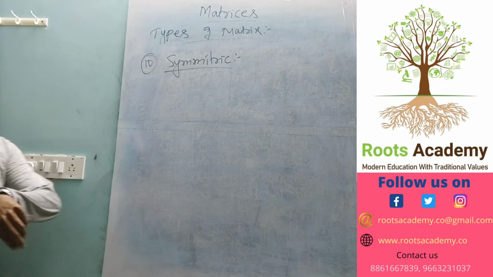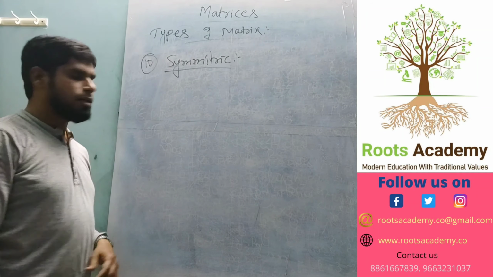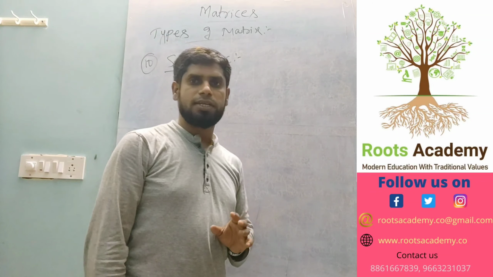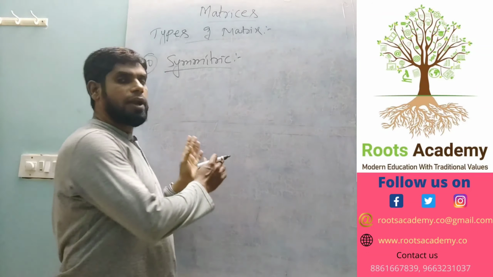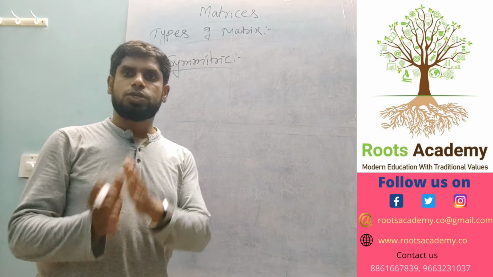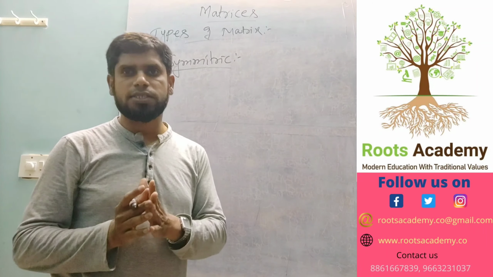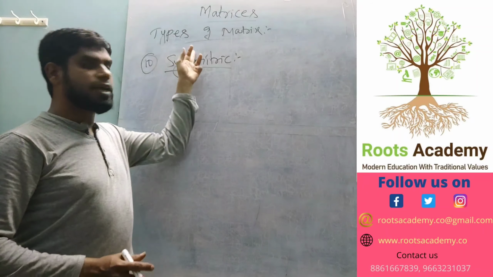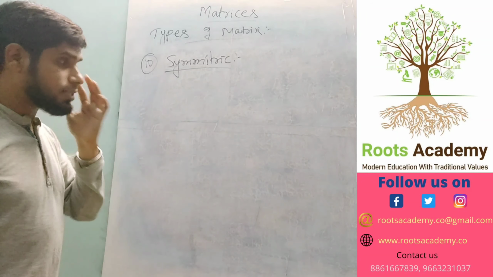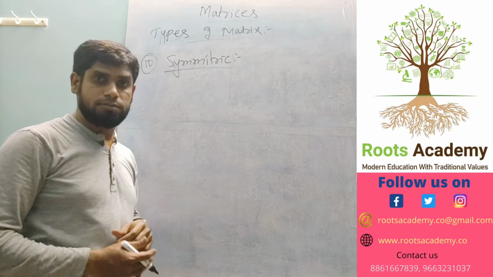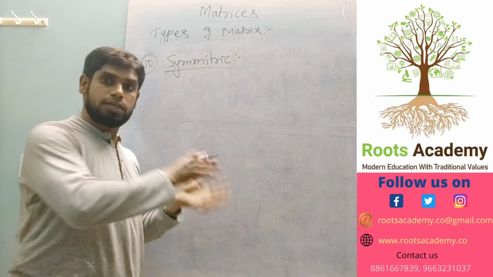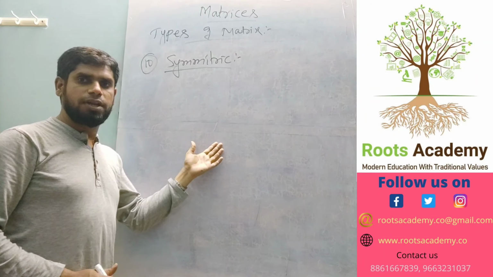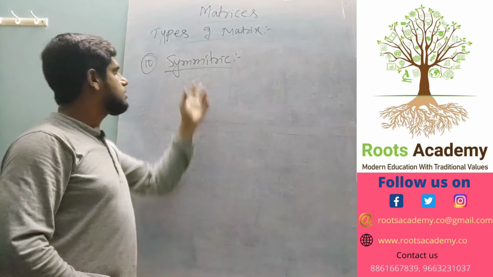Next is symmetric matrix. Student, what is a symmetric matrix? Any matrix that equals its transpose, then that matrix is called a symmetric matrix. Let us check, is it really possible? Because any matrix should equal its transpose. If that is possible in any matrix, then that matrix is called symmetric.